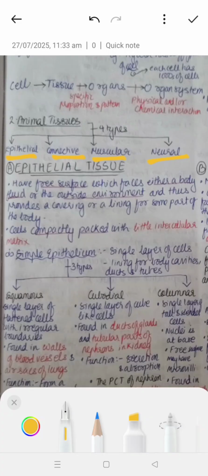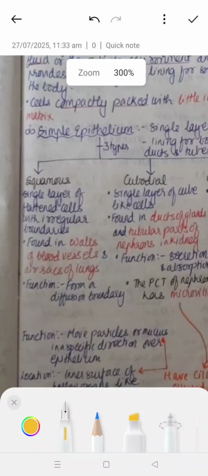Now majorly there are two types of epithelium, simple and compound, and simple is again further divided into many types. The simple epithelium has single layers of cells, lining body cavities, ducts, which is PCT and DCT, and tubes. The simple squamous epithelium is a single layer of flattened cells with irregular boundaries, found in the walls of blood vessels and in the air sacs of lungs. Squamous epithelium forms a diffusion boundary, very important.